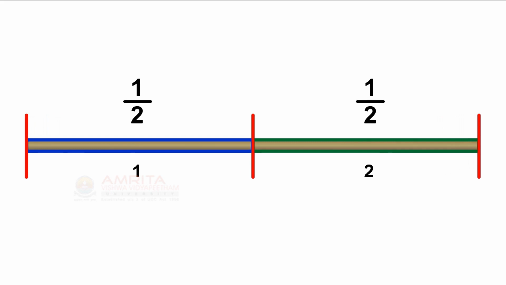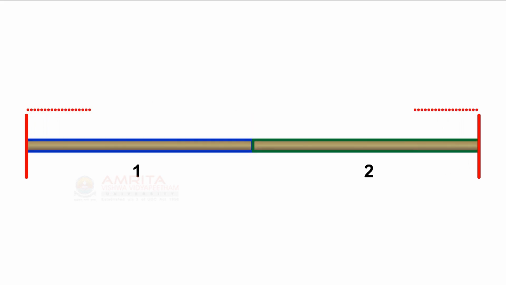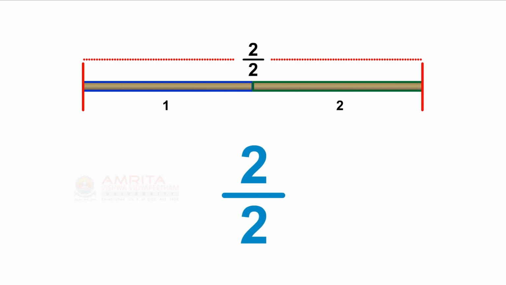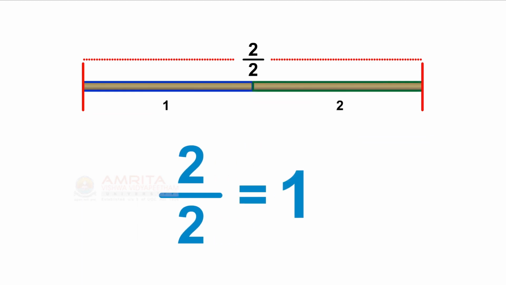If we were to take both the equal parts together, then it is 2 out of 2 parts. So we will write the fraction as 2 by 2. As you can see, 2 by 2 is also equal to the whole rod. We can say that 2 by 2 is equal to 1.